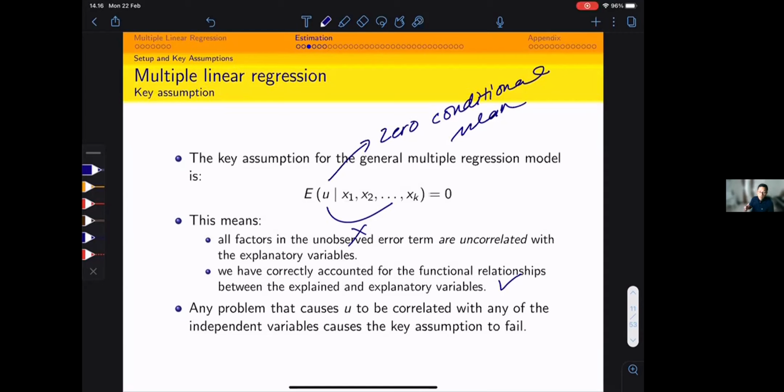So going back to the birth weight example, if we can find a variable that is correlated with cigarette smoke per day, then that variable will cause the key zero conditional mean assumption to fail.